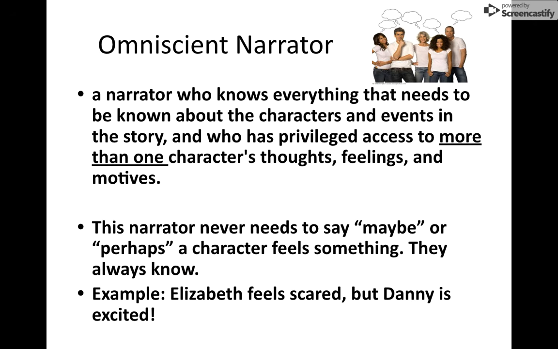This is a narrator who knows pretty much everything that needs to be known in the story about the characters, events, and most importantly, what a character is thinking or feeling, or why a character is doing what they are doing. An omniscient narrator knows what more than one character is thinking. So then you, as the reader, know what's happening and what multiple characters are doing and thinking and feeling at different times. This narrator never feels the need to say maybe or perhaps a character is feeling something. They just know. For example, Elizabeth feels scared, but Danny is excited. The omniscient narrator knows exactly how Elizabeth feels and exactly how Danny feels.